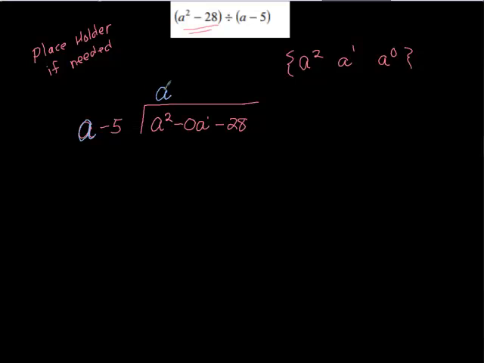We're going to follow this. A times a is a squared. Of course, you got that. But remember, you're going to go back. A times negative 5 is negative 5a. Remember, we were supposed to subtract next, right? We did our division. We did our multiplication. Now we have to subtract.